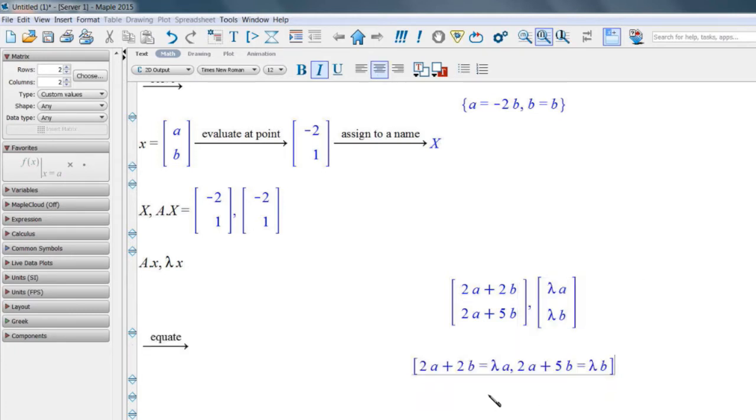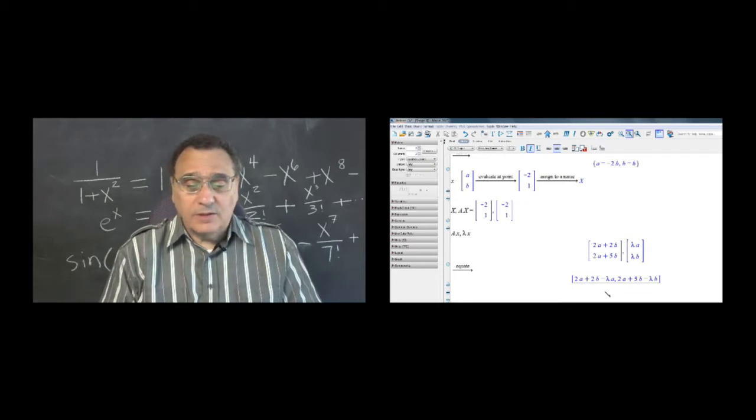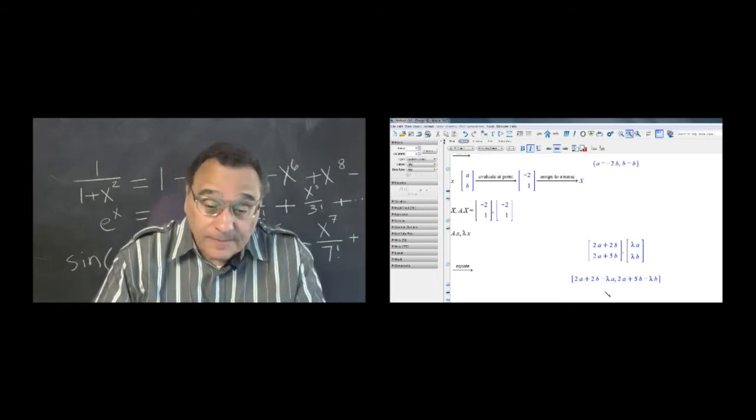And now we have two homogeneous equations again, and there's a lambda. For some values of lambda, these equations may have solution just 0, 0. These represent lines. The lines may pass through the origin. Can you choose a lambda so that you do better than just having the 0, 0 as the solution?